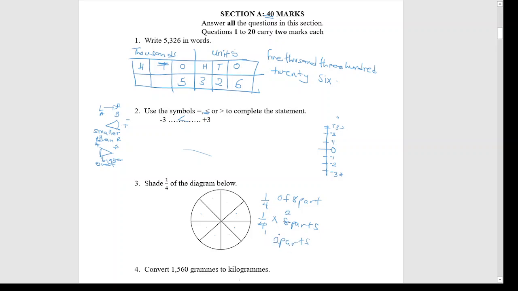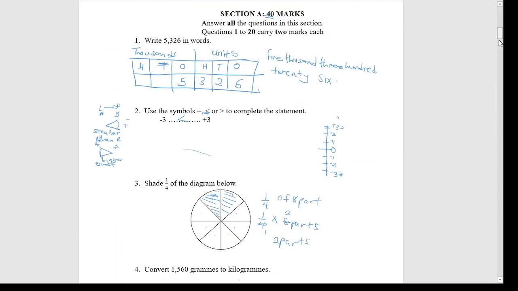Therefore, it is very easy. We are shading 2 parts from here. So this part here, then I also shade this one. So we have shaded a quarter of the 8, or a quarter of those parts there. There were 8. So this is revision. Let us move on and see our what?